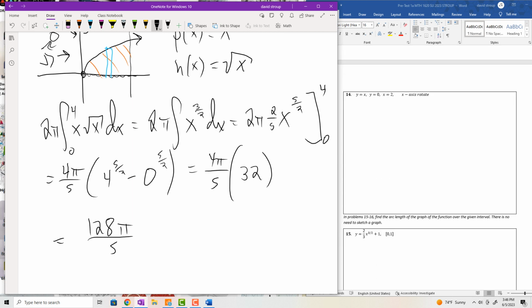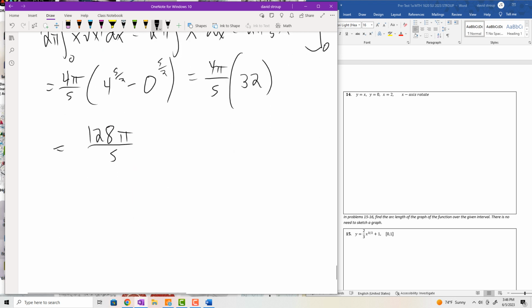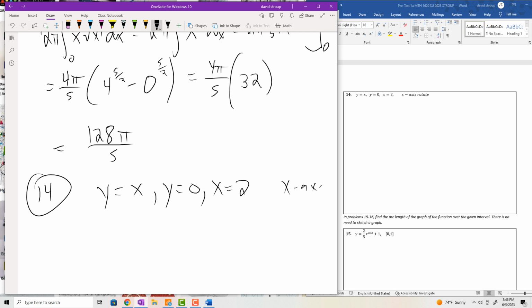Next, we got another shell problem, number 14. Again, draw the area first. So the region given by these curves, and then rotate it about the x-axis this time. So draw it. Y equals x is just the diagonal through the origin. Y equals 0 is the x-axis. X equals 2 is a vertical line at 2. So that's this region we care about.